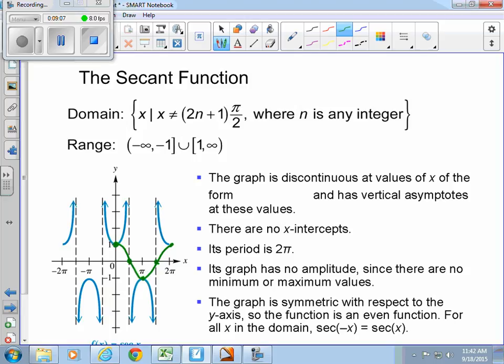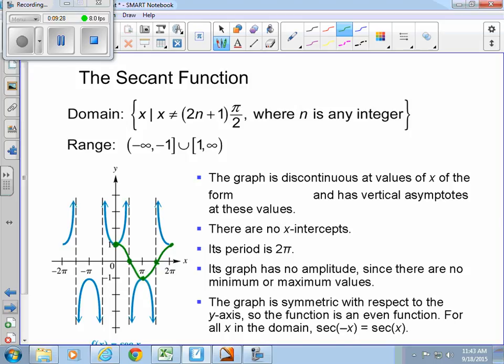The domain is all of the x's except the multiples of pi over 2. Does that make sense? It can't be pi over 2, can't be 3 pi over 2, can't be 5 pi over 2, so the odd multiples of pi over 2. And the range is everything except the numbers between -1 and 1. Other than that, this says very similar things.